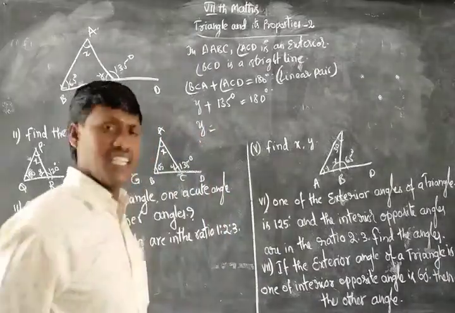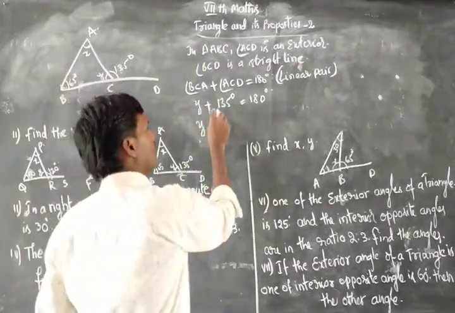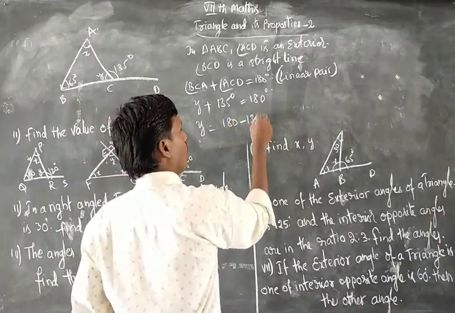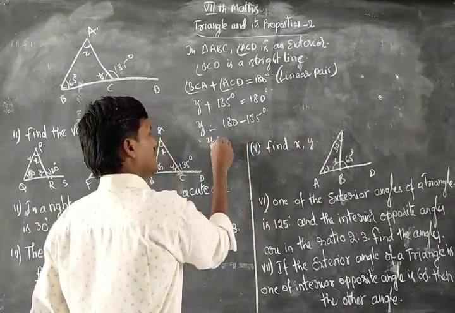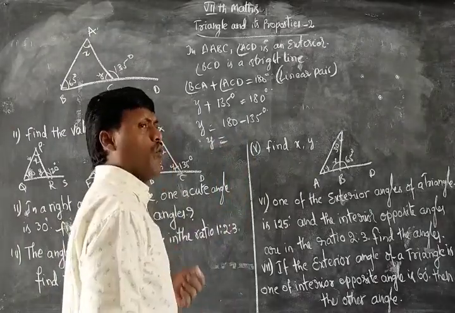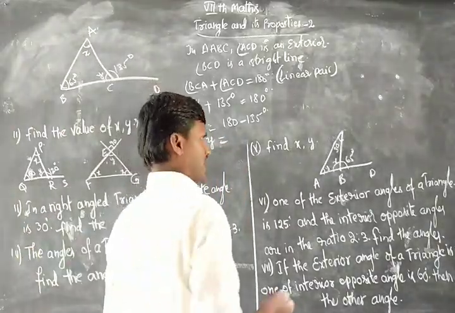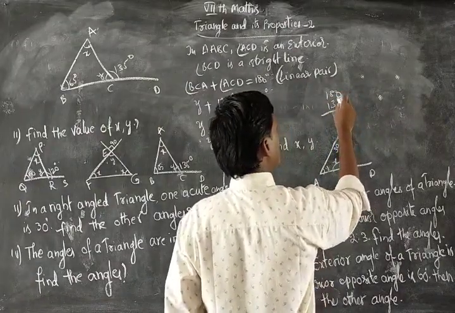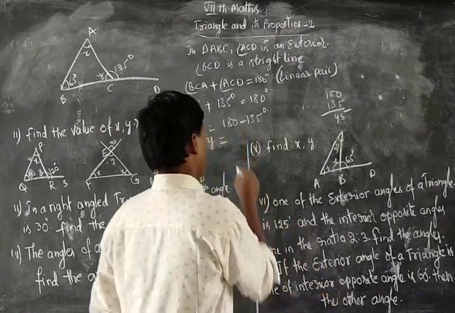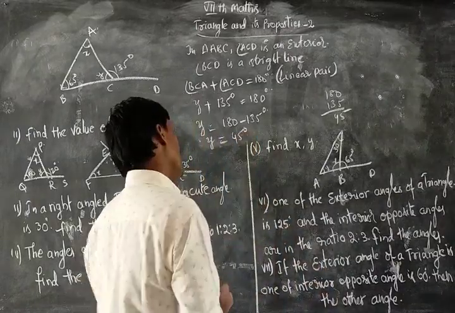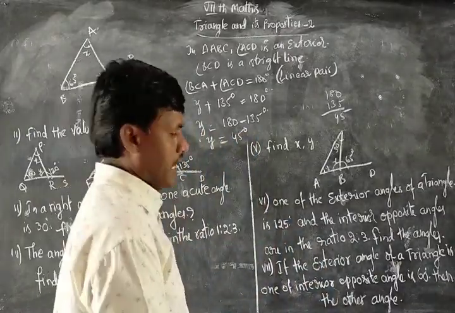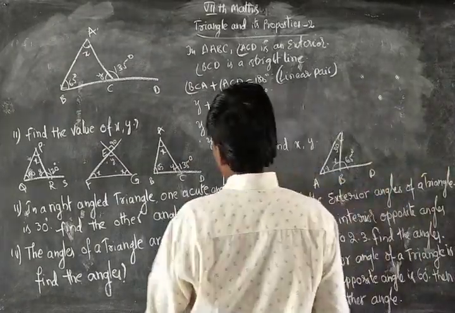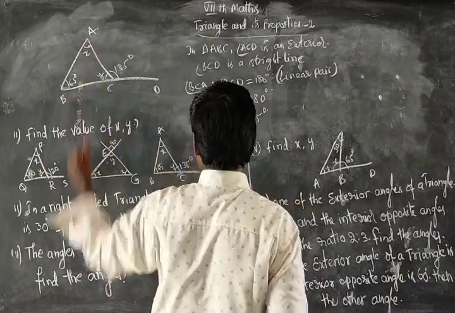Then making y the subject, we transpose 135 to the right side. So y is equal to the difference between 180 and 135, which is 45 degrees. We got the y value as 45 degrees. Again, we have to apply the angle sum property, because we need to find the x value.